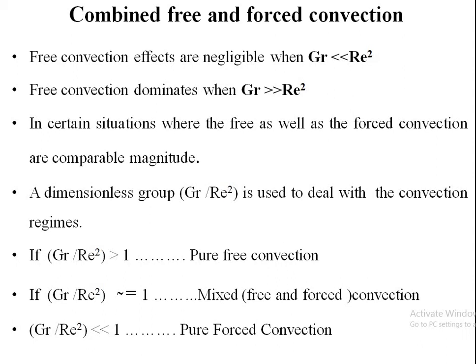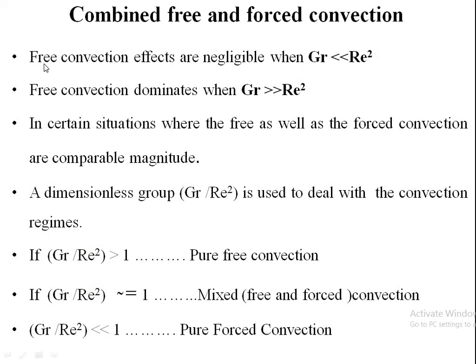For that purpose, we have to take the help of the Grashof number and the Reynolds number, because the Grashof number deals with natural convection, whereas the Reynolds number deals with forced convection. On the basis of these two numbers, we can segregate whether the heat transfer is happening because of natural convection, forced convection, or a combination of natural and forced convection.